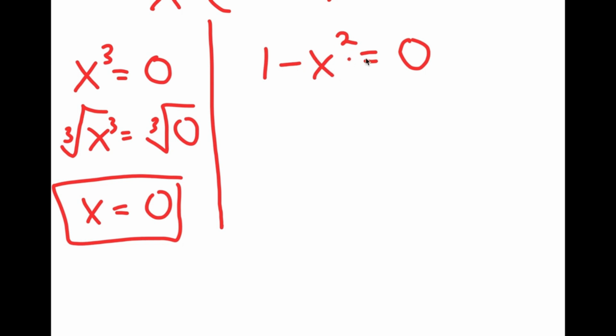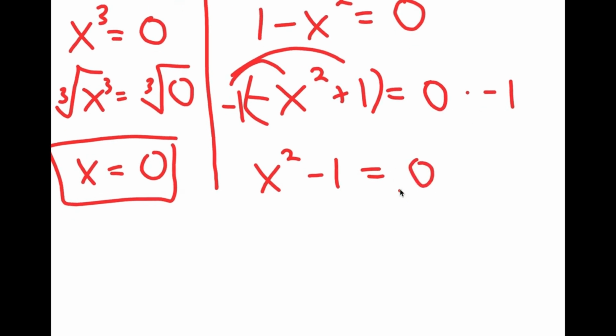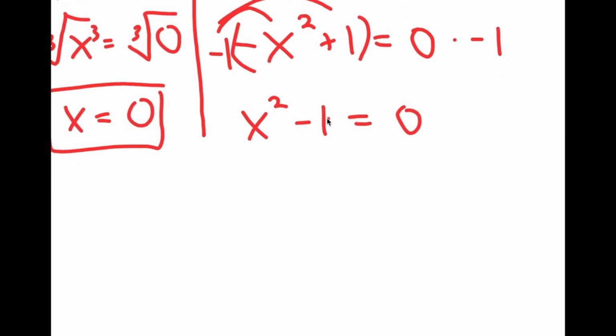Now for 1 - x^2 = 0, I'm going to rewrite this as -x^2 + 1 = 0. And now I'm going to multiply both sides by -1. So -1 times (-x^2 + 1) is equal to x^2 - 1. And 0 times -1 is 0. So I get x^2 - 1 = 0. And 1 is the same thing as 1 squared. So I have x^2 - 1^2 = 0.